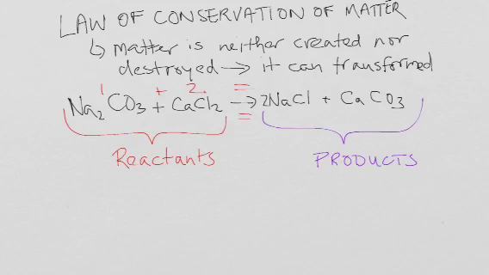Now, here's the cool part. Here is the part where we abide by the law of conservation of matter. The different types of elements on one side are going to show up on the other side. And what I mean by that is, can you tell me what the elements are on this side of the equation, on the reactant side?